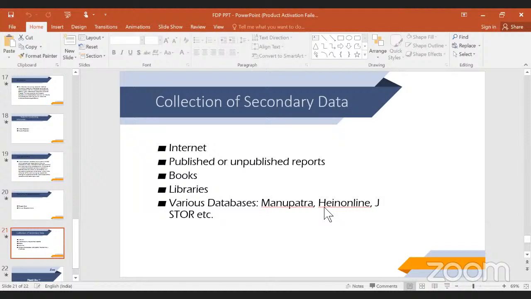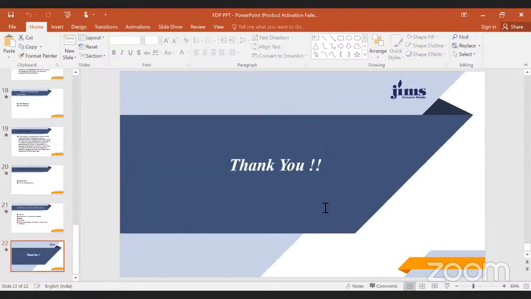Now the question is, how can we collect secondary data? All this while I was explaining how you can collect primary data, which you are collecting for the first time. Now next is the collection of secondary data. We all must be knowing about secondary data. Throughout our law course we have referred to so many internet sources, different published or unpublished work, newspapers, books, libraries, and various databases like Manupatra, Hein Online, and Play Store. All these are the places from where you can collect your secondary data, and these were the tools for the collection of secondary data.